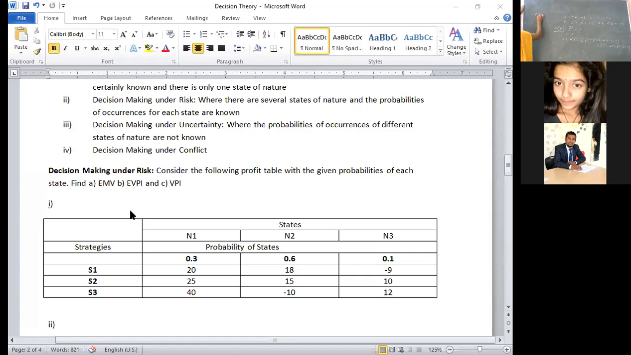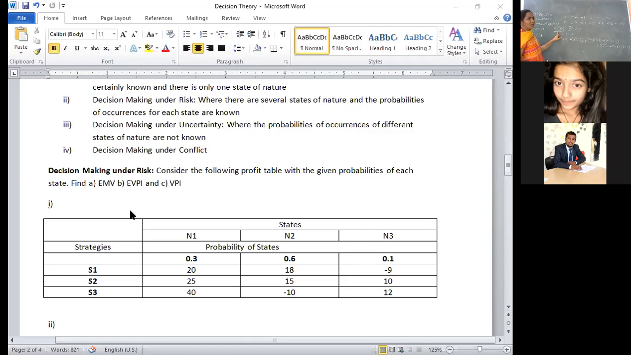First one is expected monetary value, EMV. Second one is EVPI, that is expected value with perfect information. Third bit is VPI, that is value of perfect information. First, I will explain how to calculate expected monetary value.